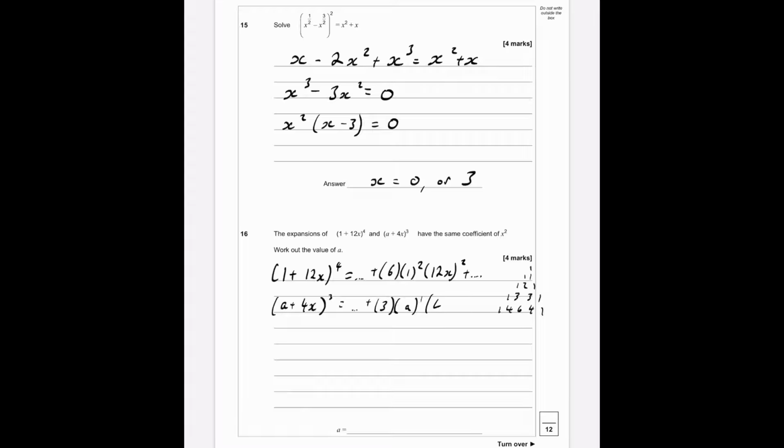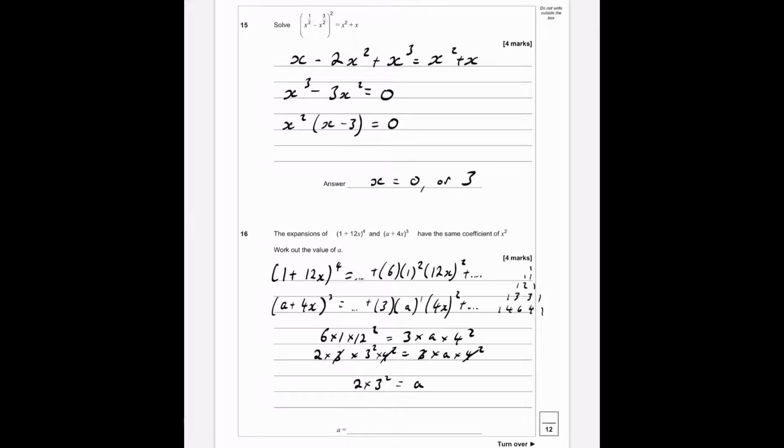Now we know the coefficients of x squared are the same, so the coefficient of x squared in the first one is going to be 6 times 1 times 12 squared, and the coefficient of x squared in the second one is going to be 3 times a times 4 squared, so those must be equal. And just break these down to make it easier. I could calculate both of those and carry out a long division, but if I break them into their prime factors, I can do a lot of cancelling just to make my life a little bit easier. Break 12 squared up into 3 squared times 4 squared. It cancels nicely with stuff on the right hand side, leaving me with a to be 2 times 3 squared, or 18.